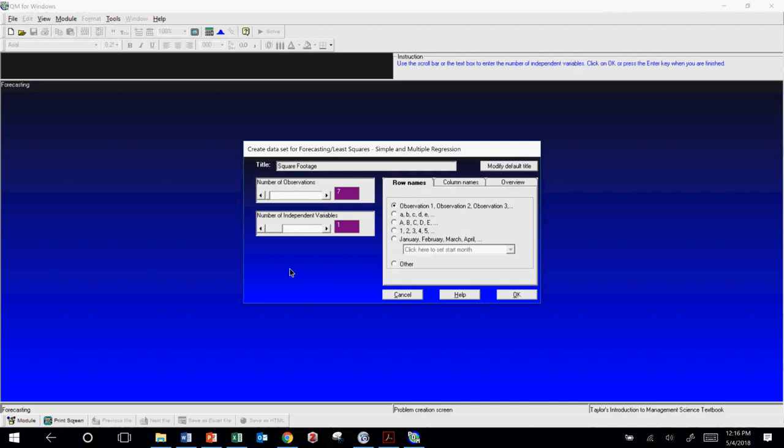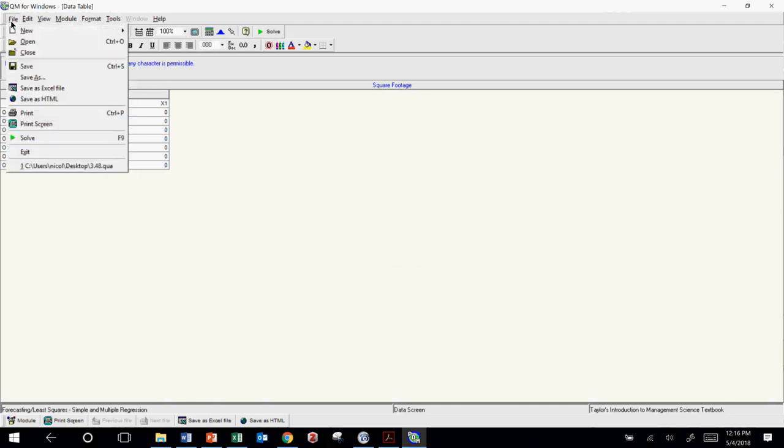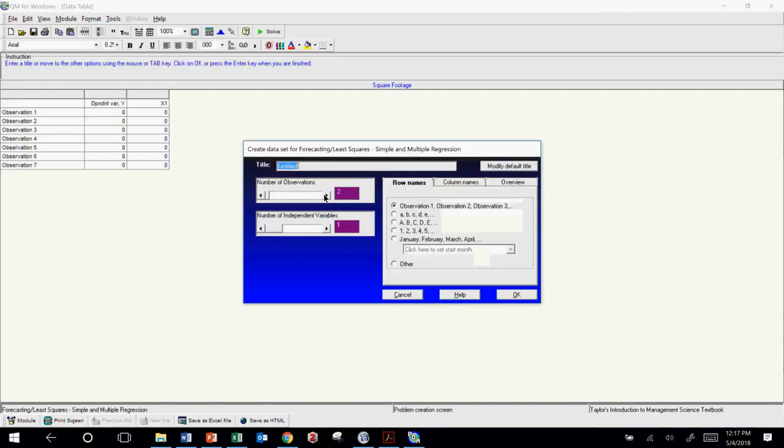And the number of independent variables. So our dependent variable, what we're trying to predict, which is our Y, is price. And right now we're only looking at one independent variable. Does square footage predict the price of a house? So we're going to leave that at 1. We say OK. Oops. We need to go back because I put 7 instead of 17. One variable, square foot.